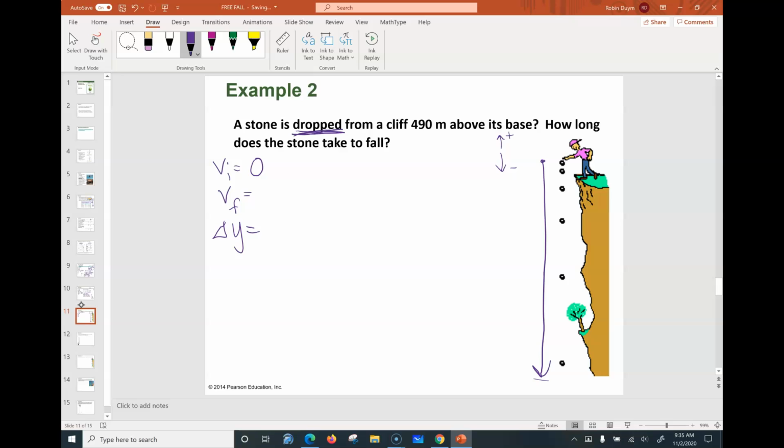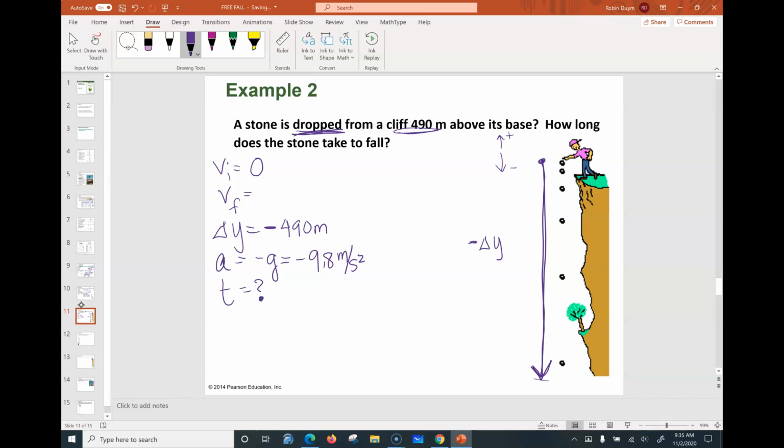Delta Y. Now, here's another tricky thing. If it's moving from a higher point to a lower point, that means that my displacement, my delta Y, is actually negative. So this cliff is 490 meters tall, right? But my displacement, where the ball went, was negative 490 meters. My acceleration is always negative 9.8, and we want to find out how long, right?